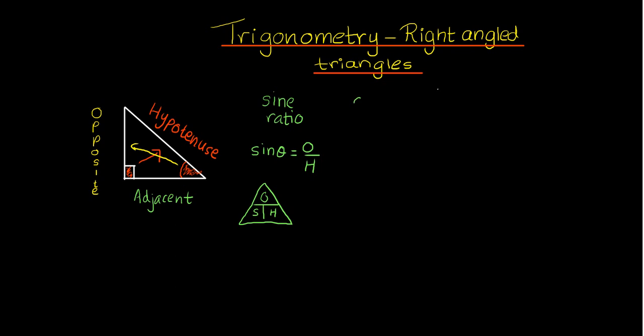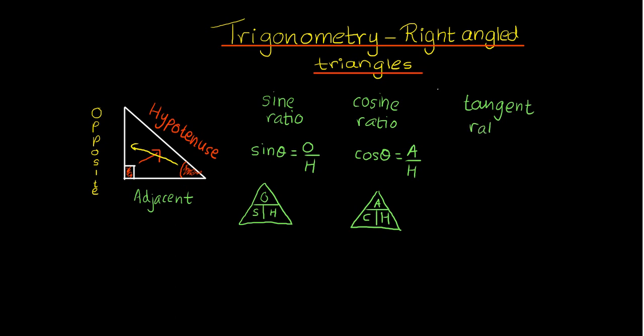Then the cosine ratio. Cos theta, or cos of an angle, is going to be the adjacent side over the hypotenuse, and this is the triangle for the cos ratio. The last one is the tangent ratio, and I'll write it as tan theta is equal to opposite over adjacent, and that's my triangle.